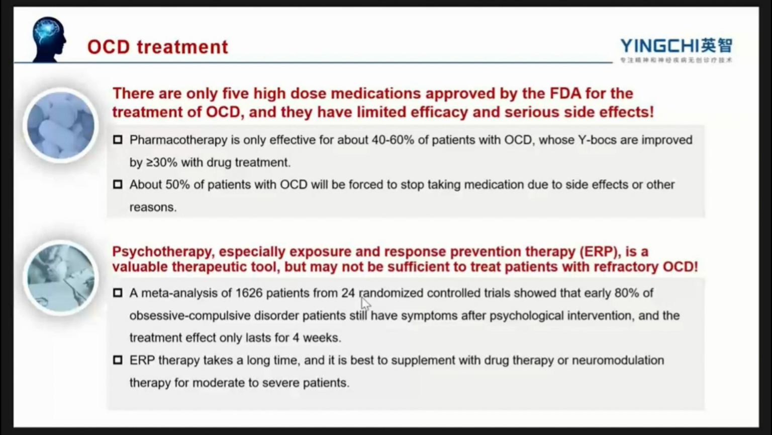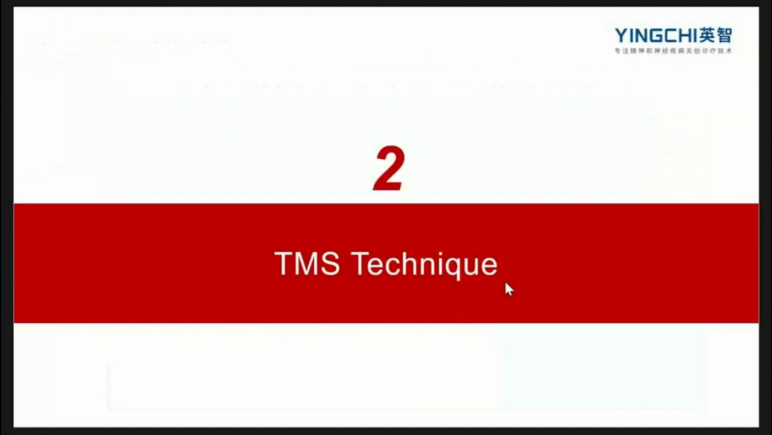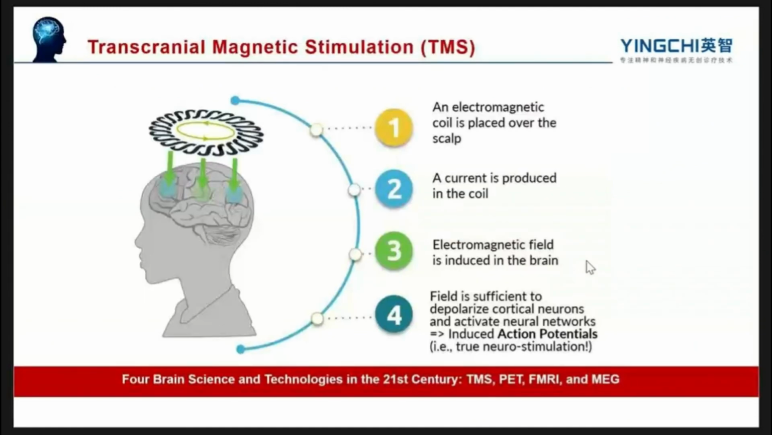And we can also see its efficacy from the meta-analysis with more than 1,000 patients. And also, when we use ERP therapy, it will take a long time to have an ideal effect for the patients. So a technique with higher efficacy and non-intrusive with no side effects is very necessary for the OCD treatment. And TMS technique is just that new technique that can modulate our neural function.